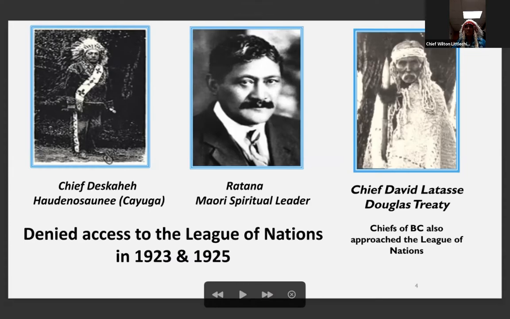If you go to the next screen, you'll see the initial warriors. In 1923, Chief Deskaheh went to the League of Nations and he was not allowed in. Two years later, a Maori leader, Ratana, went as well, and he couldn't get an audience. Then Chief Douglas from the British Columbia Treaty Territory. These three men went early. They were our forerunners to the League of Nations, trying to get us a voice at the United Nations. And of course, they were not allowed in.